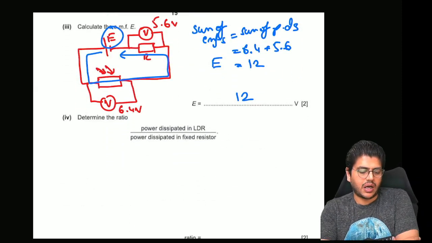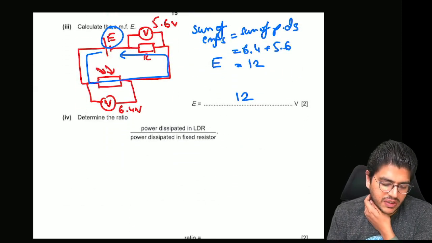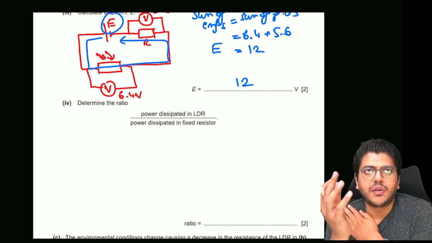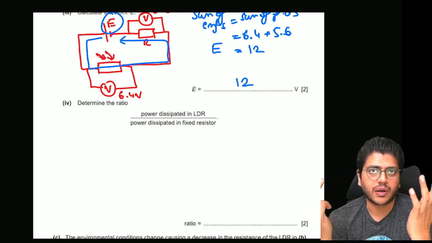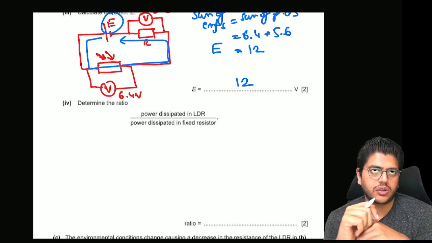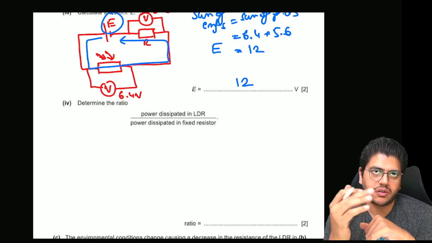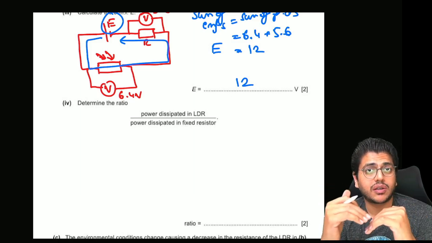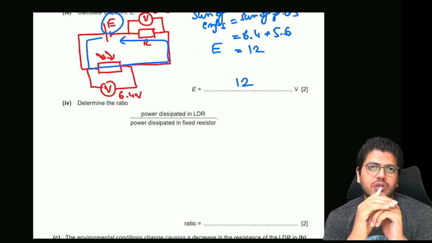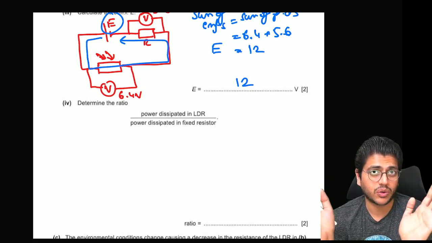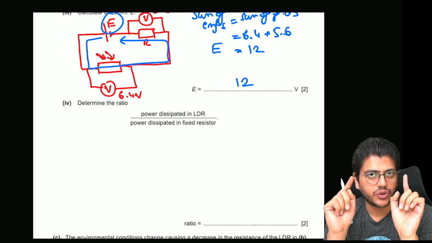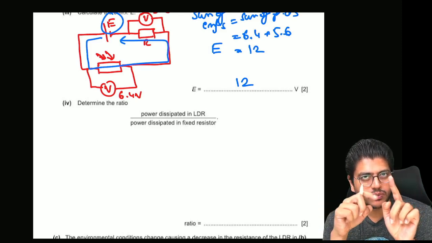Determine the ratio of power dissipated in the LDR divided by power dissipated in the fixed resistor. Now, look, whenever you think of power dissipated, you have three formulas in your mind: IV, I squared R, and V squared over R. What's the formula that you should use in this scenario which really makes your task easy so you don't have to do many more calculations? Do you know that the current going through both the resistors is the same?